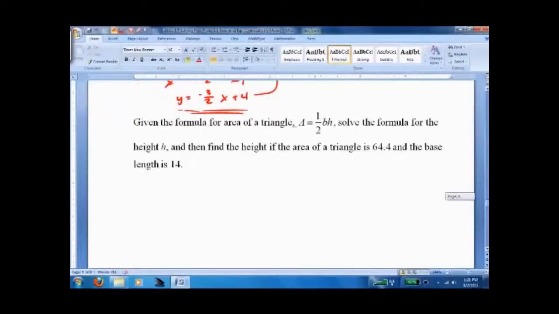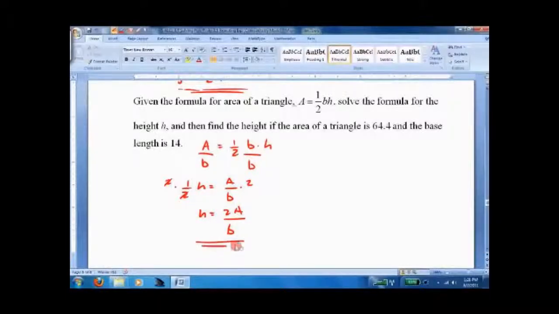And finally, sometimes we want to solve formulas. We know what the area is going to be, we know what the base is, we don't know what the height is, so let's solve it for height. So we write it as A equals 1/2 base times height, and we divide by base, get 1/2 h equals A over b, multiply by 2, get h equals 2A over b. You will use this a lot in science classes. You have a formula and you have to solve it for a different variable.